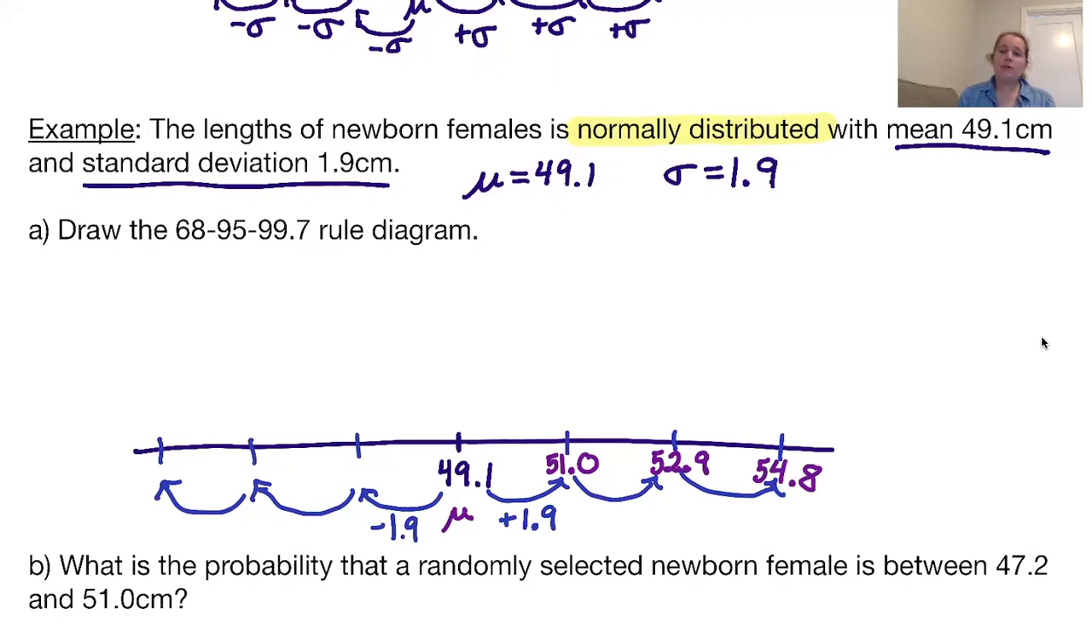Going backwards, 49.1 minus 1.9 should be 47.2. Subtract off another 1.9 should be 45.3. And last up should be 43.4. So for each of these, I'm adding 1.9s as I go to the right, subtracting 1.9s as I go to the left.